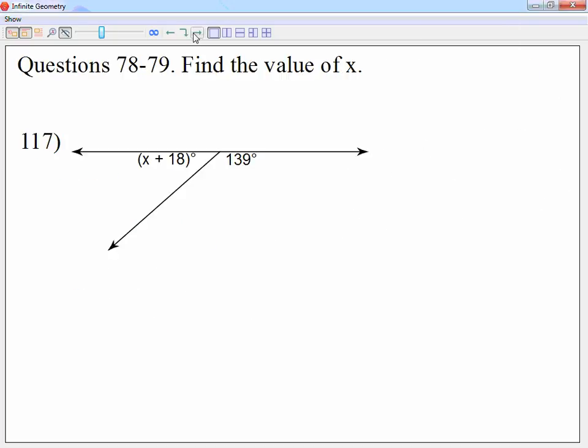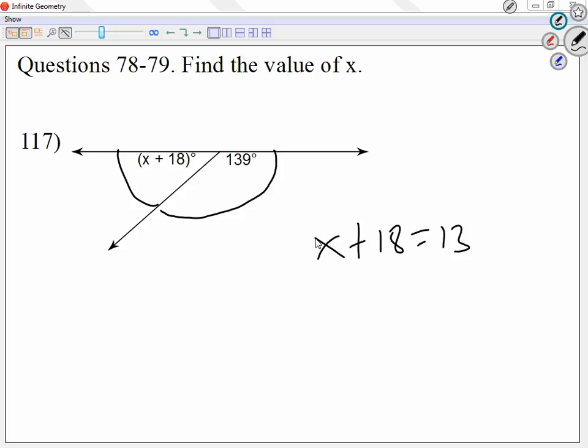All right, 117. I think we saw a similar rule earlier in this packet. If I look at this angle and this other angle, together they make the angle of a line, which is 180, right? Half of a circle. So add everything. X plus 18 plus 139 is equal to 180. And everything is 180 because it's the angle of a line.